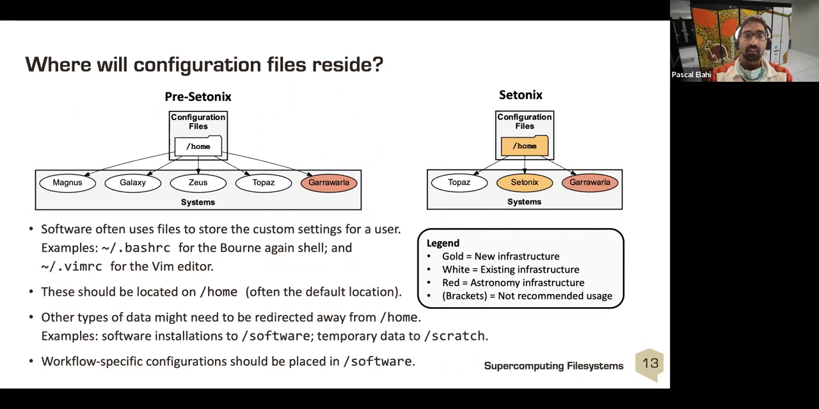Other examples of data types that should be redirected away from home is software installation. So occasionally people were installing software in home. They should definitely be moved to software, and temporary data should be moved to scratch. And any workflow specific configurations you're going to use often, such as scripts that could be the basis of sbatch scripts, or sbatch scripts themselves, should actually be placed in software and not on home.